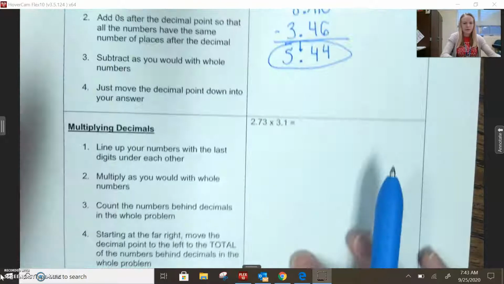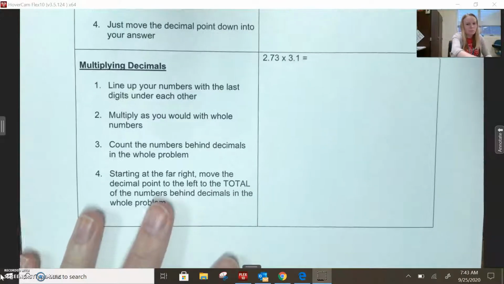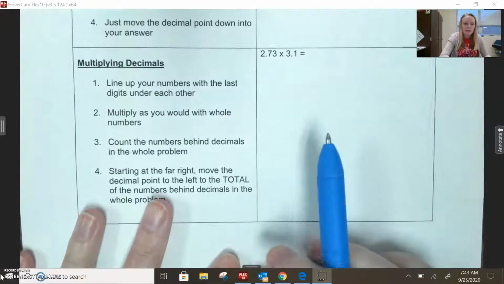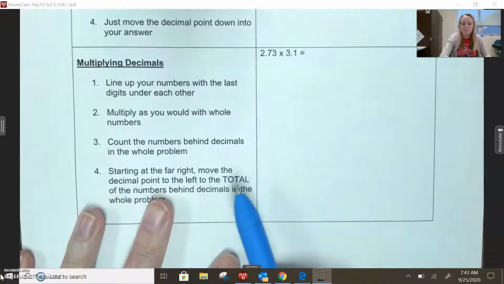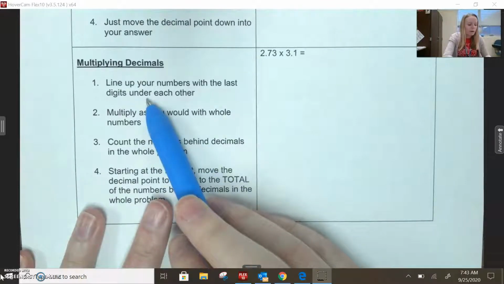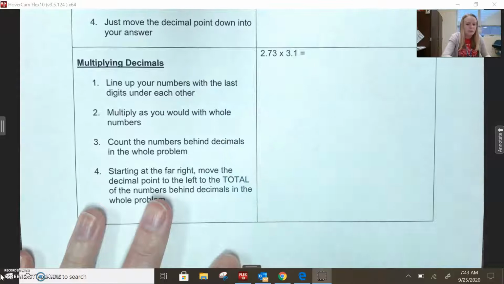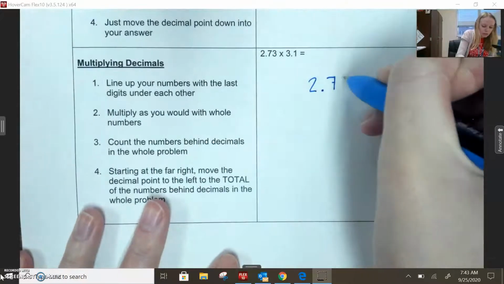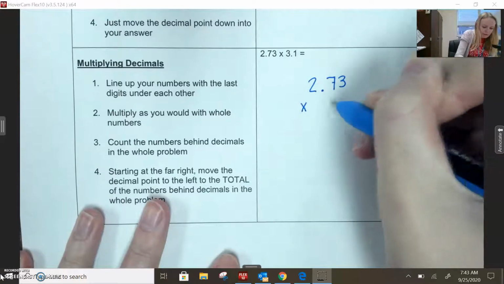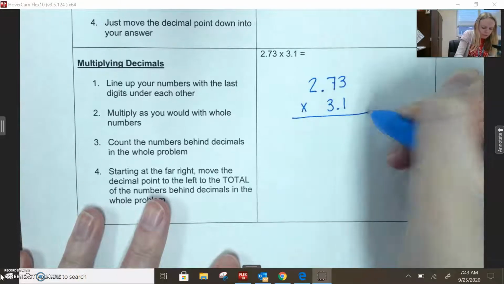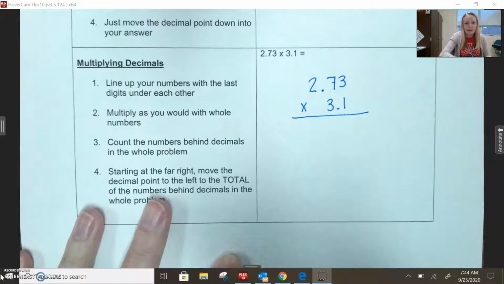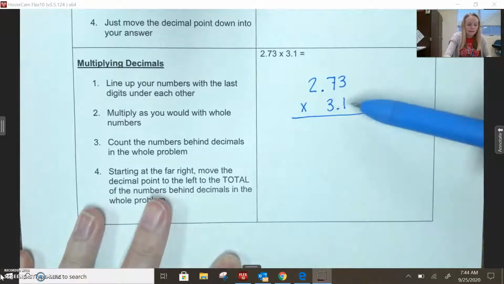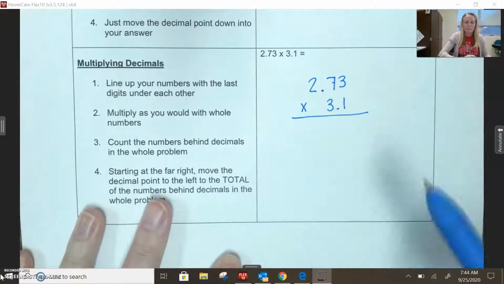Alright, now we're going to look at multiplying decimals, which is a little bit different than adding and subtracting. We do not have to line up our decimals anymore. When we multiply, we actually want to line up our numbers on the far right side. What that's going to look like here is we're going to have 2.73 times 3.1. As you can see, everything's just lined up on the far right side, so that way all my multiplying can happen sooner.